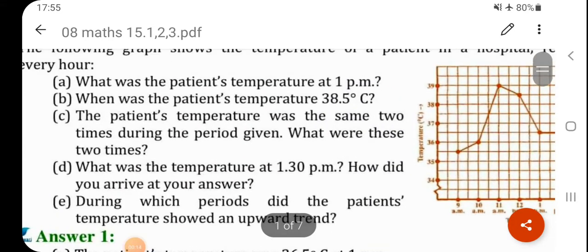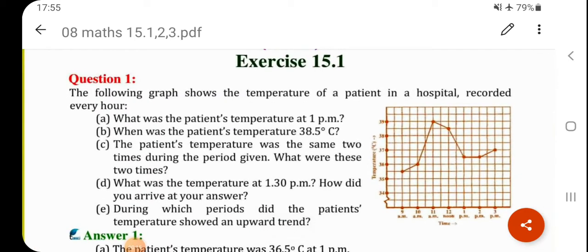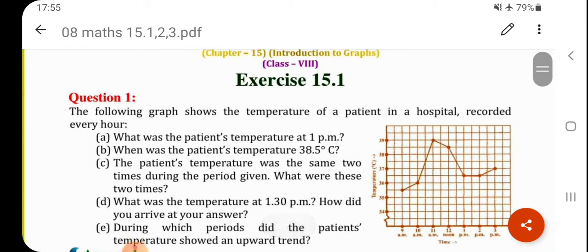Now we will see exercise 15.1. Chapter is Introduction to Graphs. So in the previous lecture we discussed bar graph, line graph, histogram, pie graph. Here an example of a line graph is given.